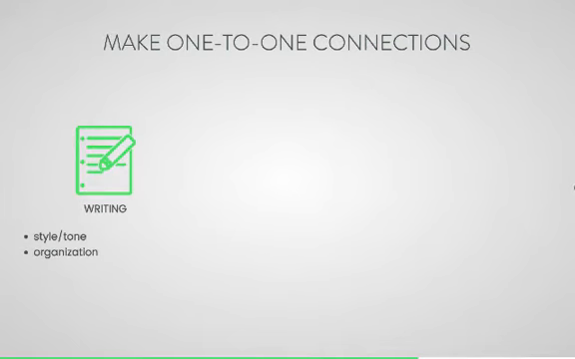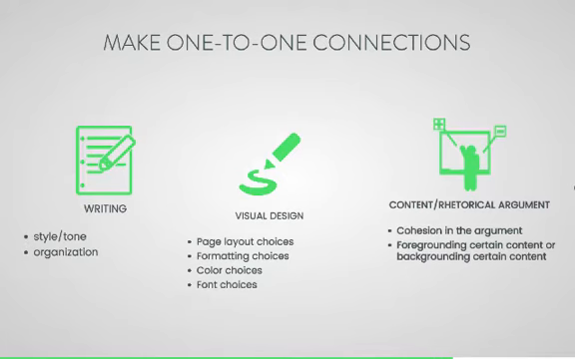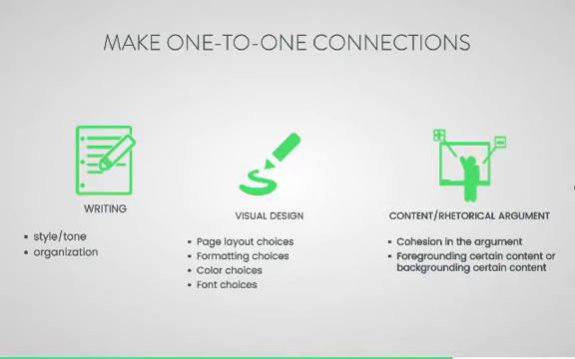And so I would argue for making one-to-one connections. And what I mean by one-to-one connections is a specific finding or data point that you've found in your audience analysis and connecting it to either writing, visual design, or content. Okay, so these are three large categories or buckets of editorial changes or suggestions that you can make.